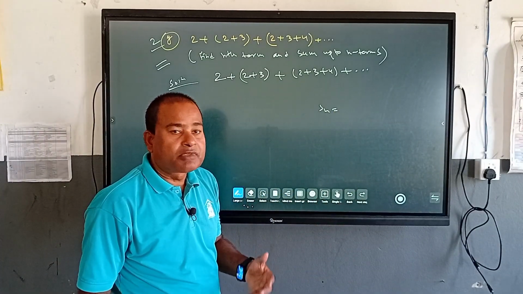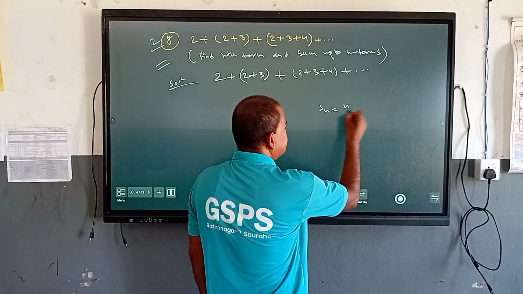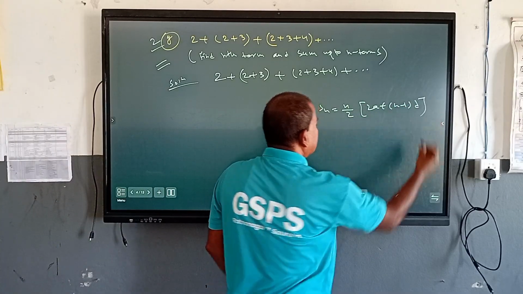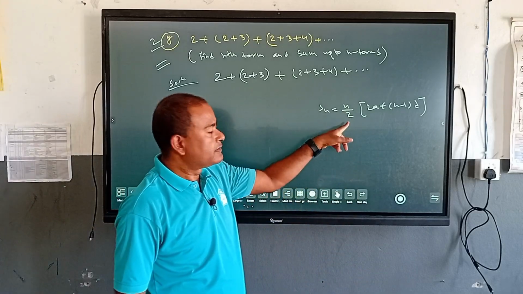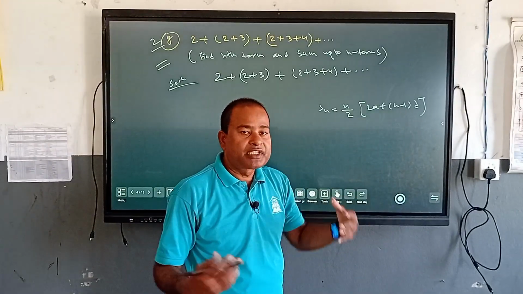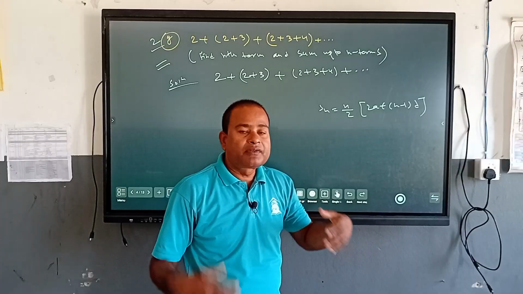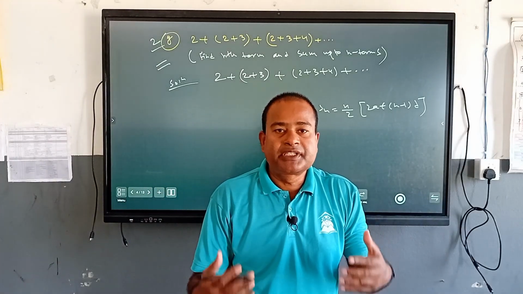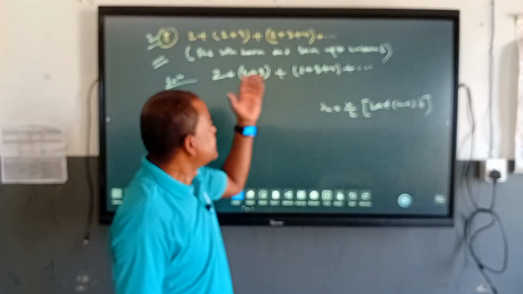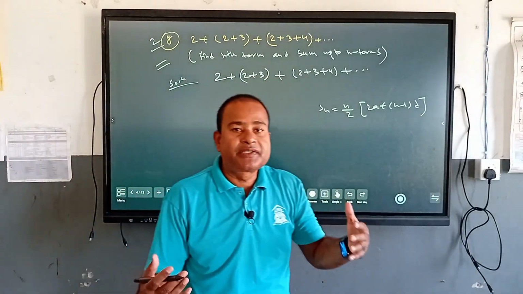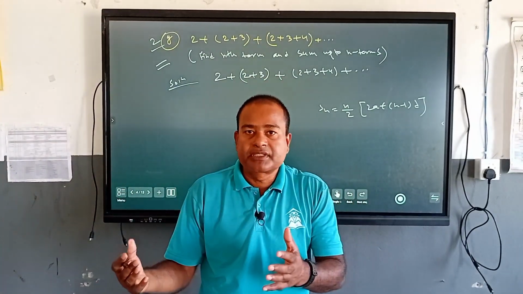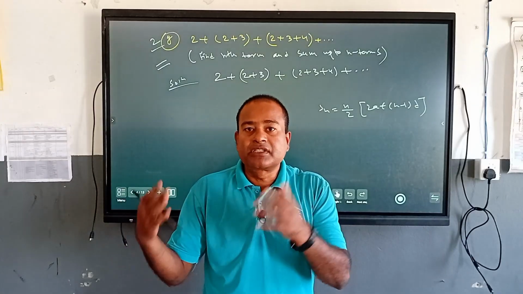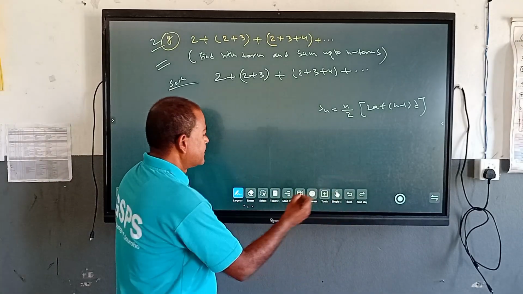Dear students, we know that the formula of the sum of arithmetic sequence is n divided by 2 times (2a plus (n minus 1) times d). So by using the formula of the sum of arithmetic series, we'll get the general term of the given series, because each term of the series is given as the sum of the terms. It is given in the form of sum, and which is in the arithmetic series.